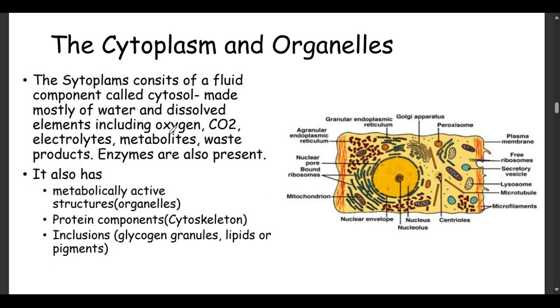These dissolved elements might include oxygen, carbon dioxide, electrolytes, metabolites. Waste products are also included there, and the enzymes are also present in this cytosol. Okay, so the cytosol also includes metabolically active structures which are known as organelles. So this is the definition of an organelle: metabolically active structures that are found in the cell. And then there are also protein components, which are cytoskeleton, which we'll explore a little bit further.